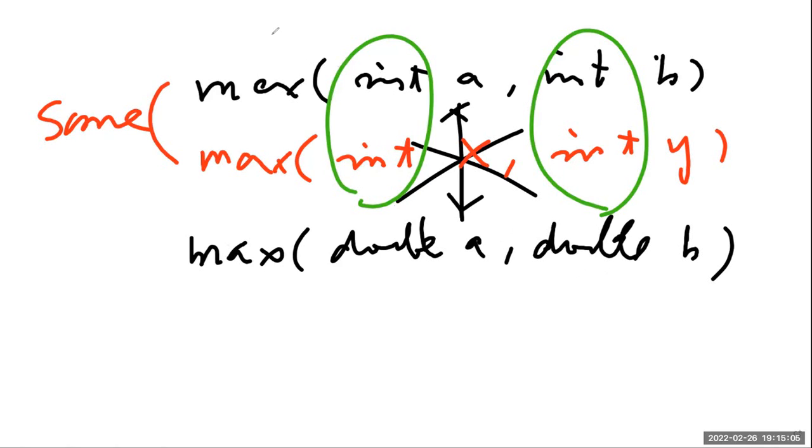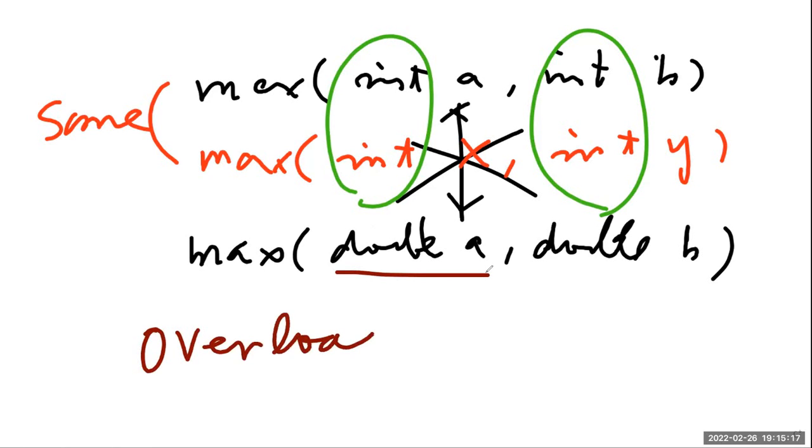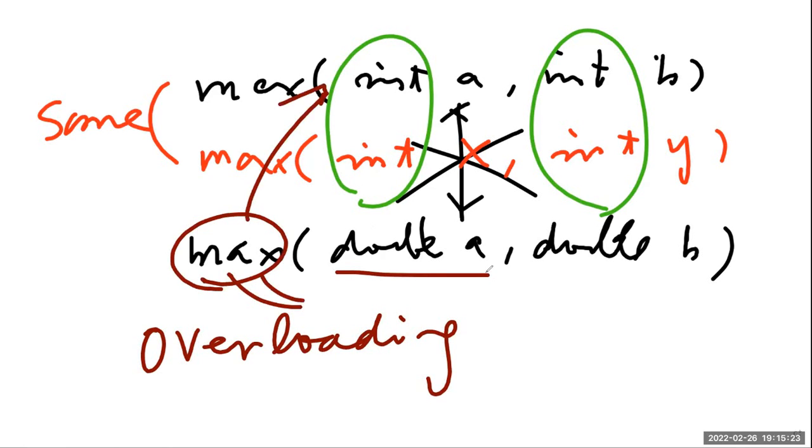Okay, this one is very important. If you have a function that deals with the integer type and also deals with the double type, we call it overloading. We overload the responsibility of maximum, so it can deal with integer and also deal with the double type. This we call overloading. So that's the overloading of a method.